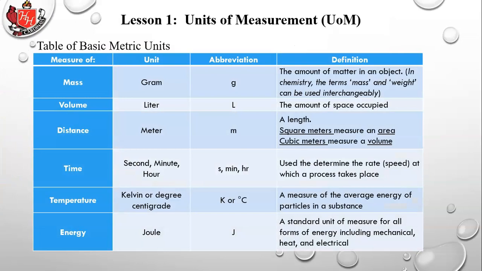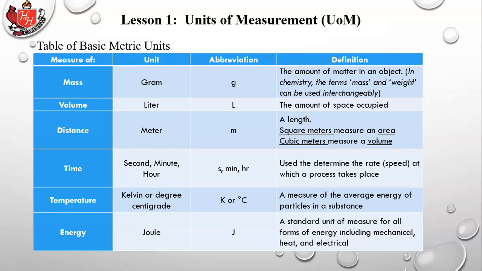Okay, so here are some of the most common basic units of measurement in chemistry. Grams is the amount of matter in an object. It's a measure of mass. In chemistry, we can use the words mass and weight almost interchangeably. You can't do that in physics class, but here we can treat them as though they're the same thing. But generally, it's proper to say grams is a measure of mass, not a measure of weight.